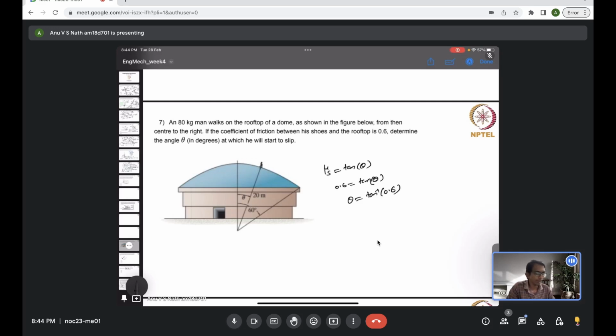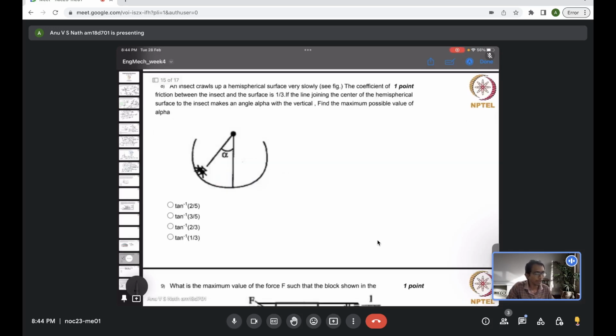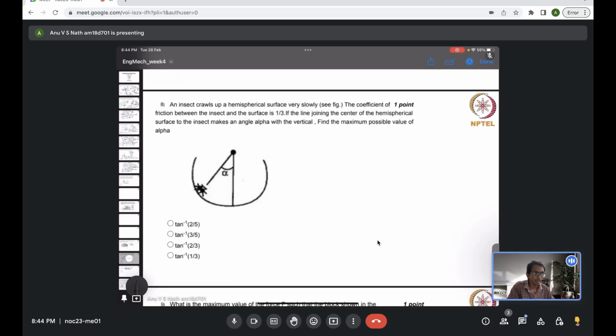So it's fairly simple. Similarly, in this problem, an insect crawls up a hemispherical surface very slowly. Here also the same concept comes in. We have to evaluate the angle alpha above which it cannot rise. Again the friction coefficient will come into play. Here the friction coefficient is 1 by 3, so you will find tan inverse of 1 by 3 as the answer. So these are fairly simple problems.